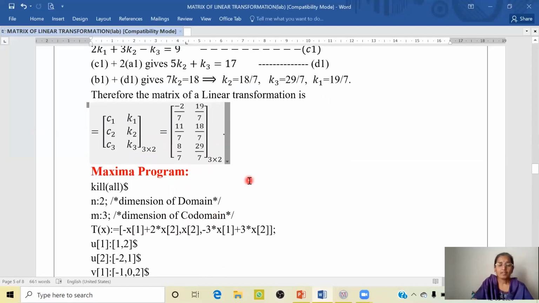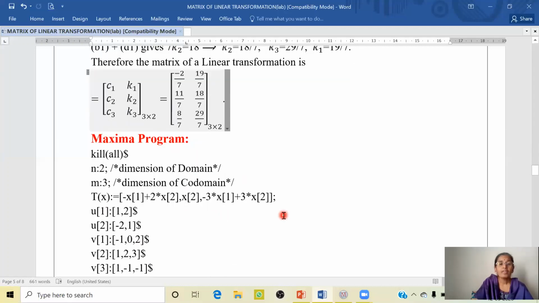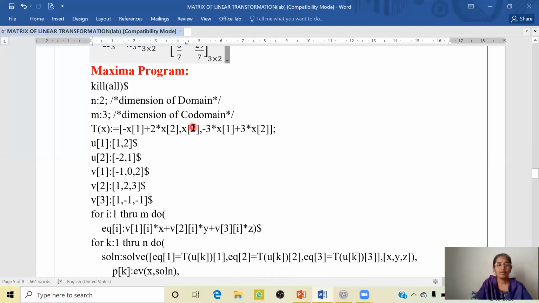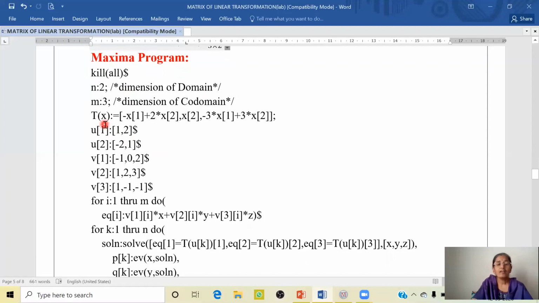So here in this Maxima code, we take kill all, similar to the previous program. And here let us take n is equal to 2, that is nothing but the dimension of the domain. Put it under slash star dimension of domain star slash. This is the comment on this n is equal to 2, and m is equal to 3 is nothing but the dimension of the codomain. So whenever we want to write a comment, put it in star and slash commands. And next let us define what is the linear transformation T of x.